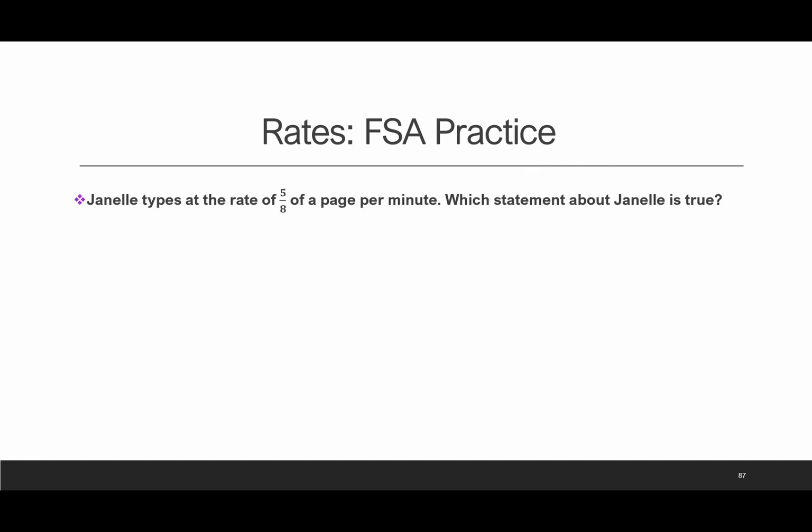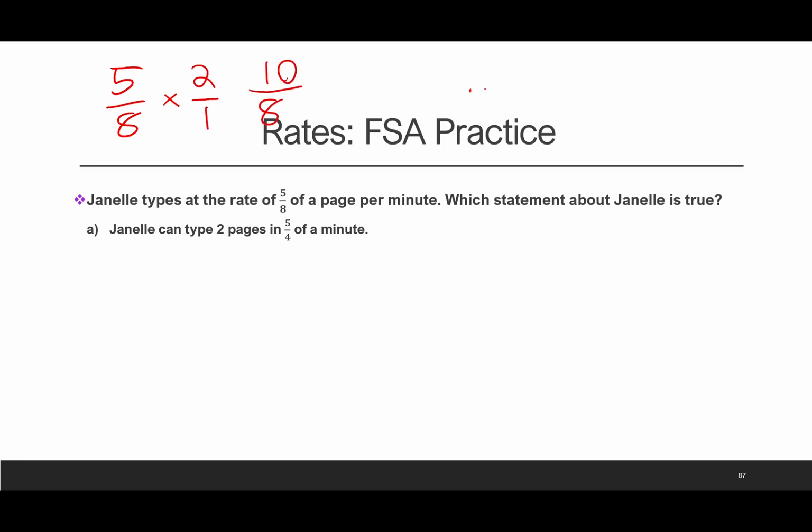Last question. Janelle types at the rate of 5/8 of a page per minute. Which statement about Janelle is true? Well, this is going to be 5/8 per each minute, so 5/8 is your unit rate. Janelle can type 2 pages in 5/4 of a minute. Well, if that's the unit rate, let's multiply it times 2. 5 times 2 is 10. 8 times 1 is 8. So 10 over 8, I can simplify that to 5 over 4. Is 5 over 4 the same as the question? Yes, it is. Boom, A is correct.